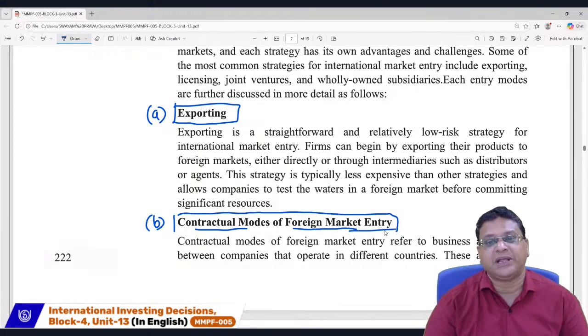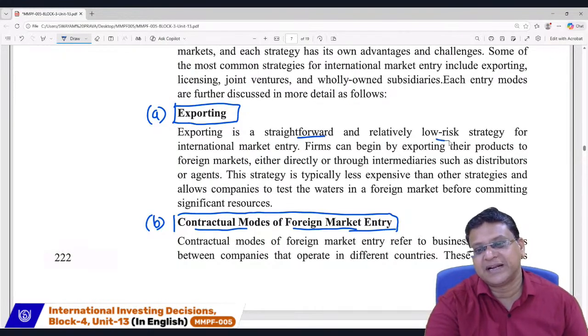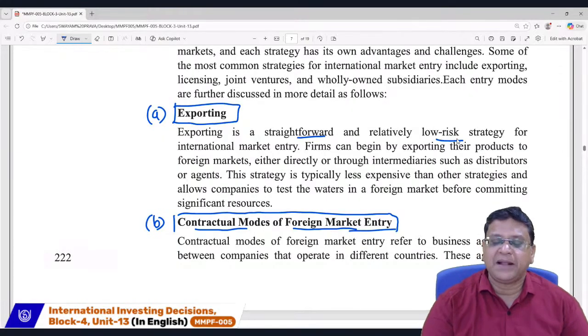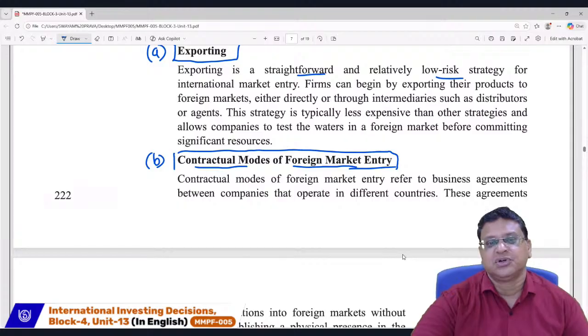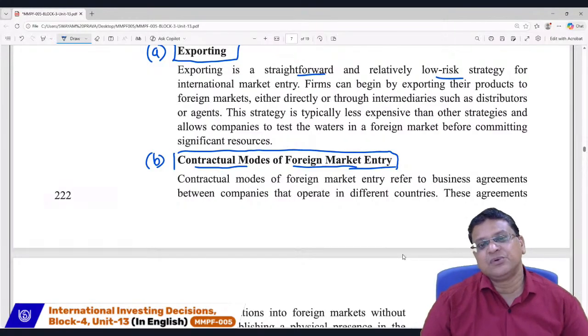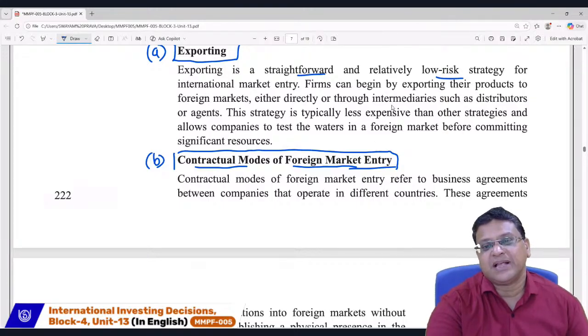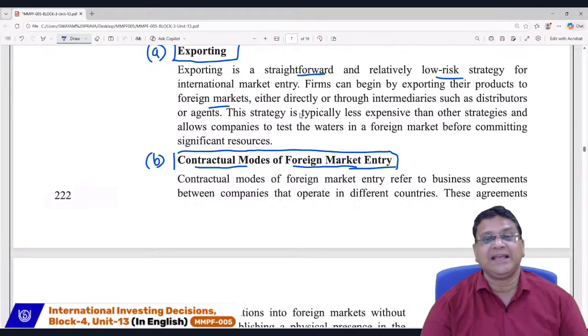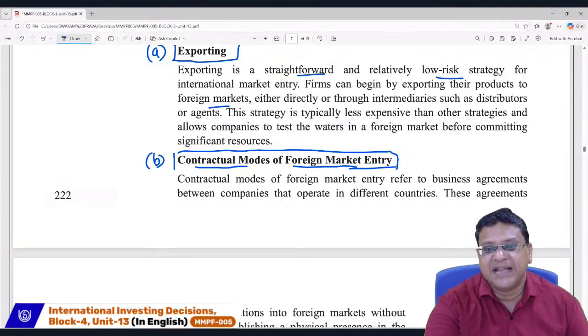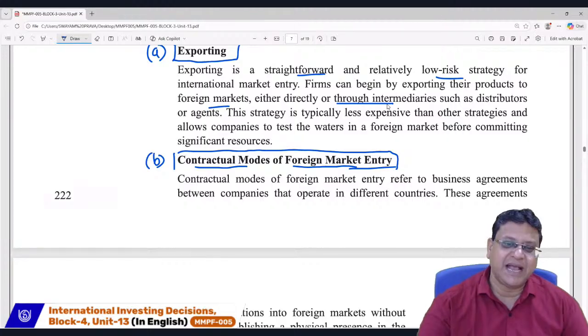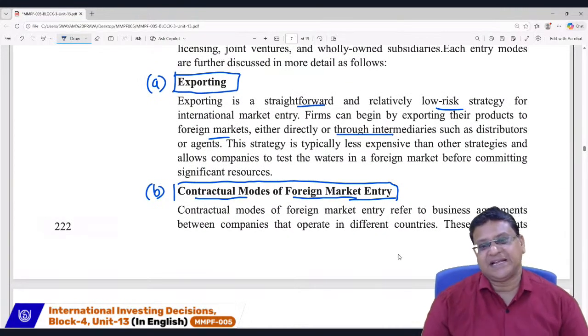First, we will discuss exporting. Exporting is a straightforward and low risk way of market entry into international markets. Firms can export or sell their products directly to the international market. The export may be direct export or indirect export. What is direct export? When the export is made directly between importer and exporter, that is known as direct export. What is indirect export? When the export is made through some intermediary like an export house, that is known as indirect export. So the MNC can adopt either direct or indirect export.